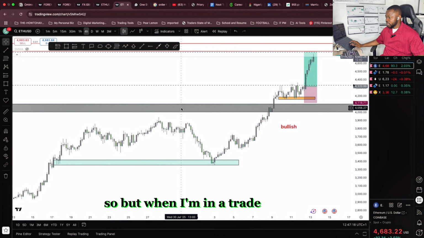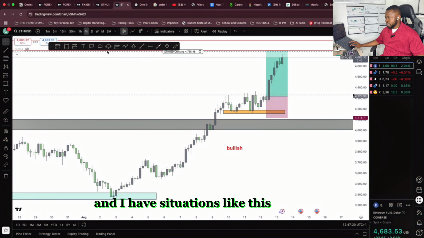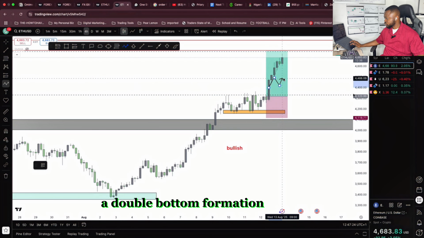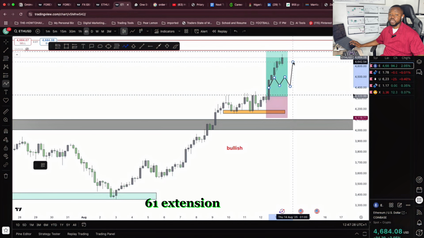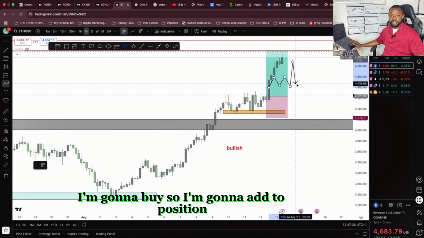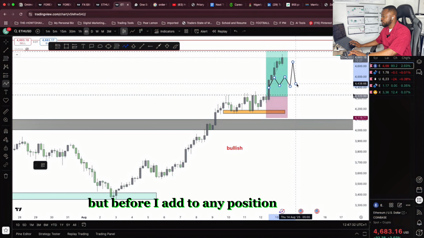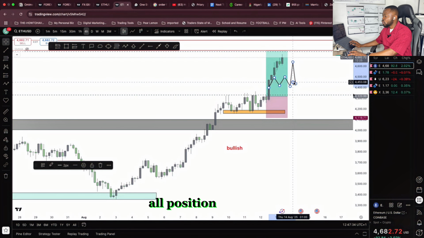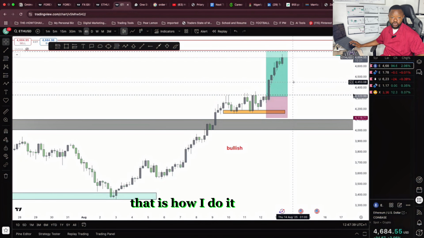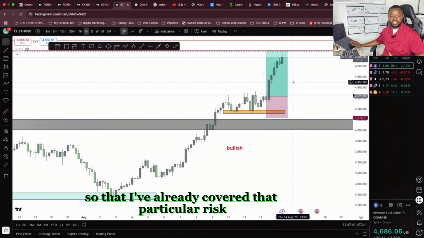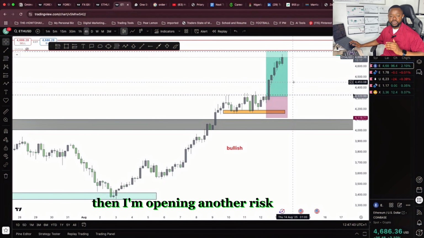But when I'm in a trade and I have situations like this, let's say as price is going up, it gives me a double bottom formation and I'm able to ascertain that it's from a 50-61 extension, I'm going to buy. So I'm going to add to position. But before I add to any position, the original position has to be on break even. That is how I do it, so that I've already covered that particular risk. Then I'm opening another risk.